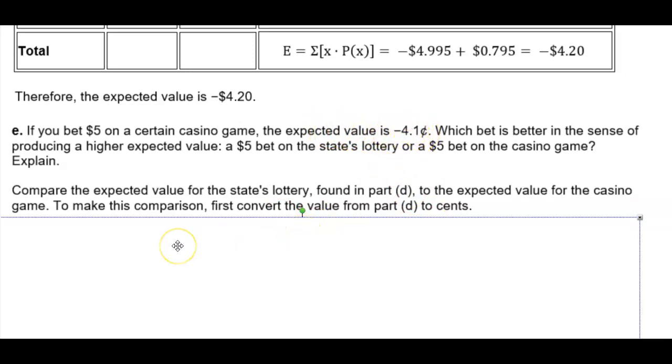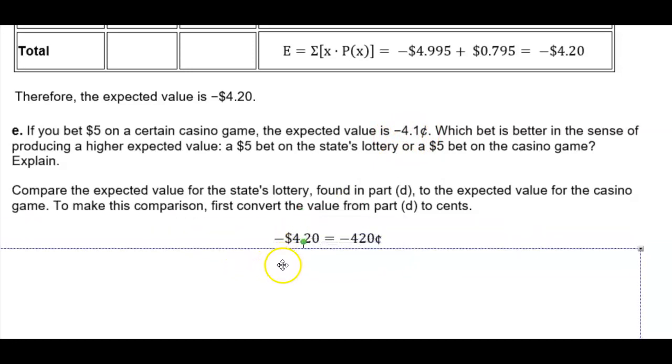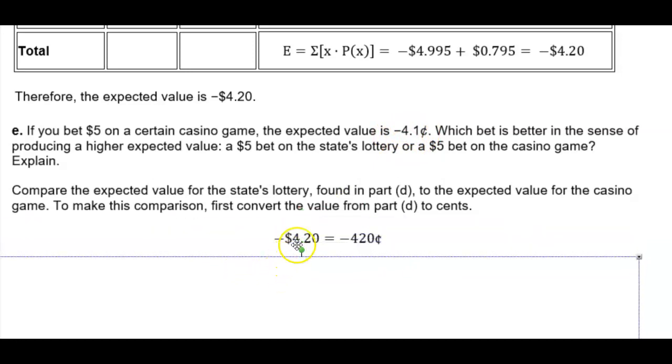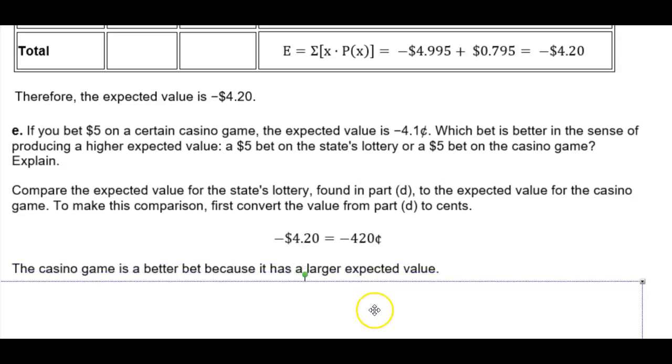And then to make this comparison, first convert the value from Part D to cents. So we have negative $4.20 is equal to negative 420 cents, which you can see is a lot different than negative 4.1 cents. Therefore, we would say that the casino game is a better bet because it has a larger expected value.